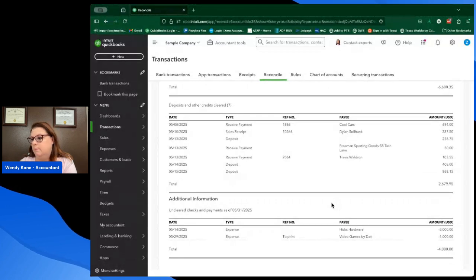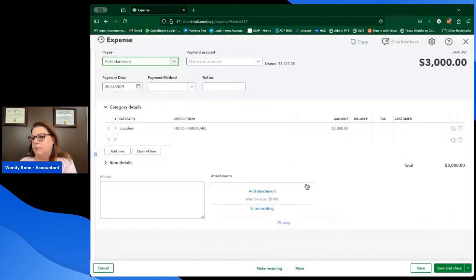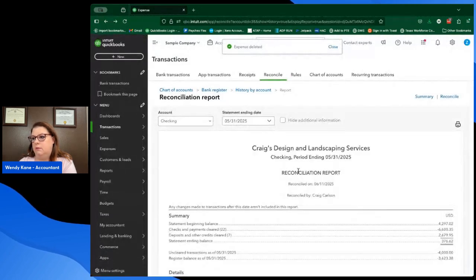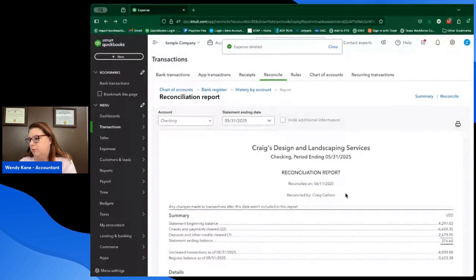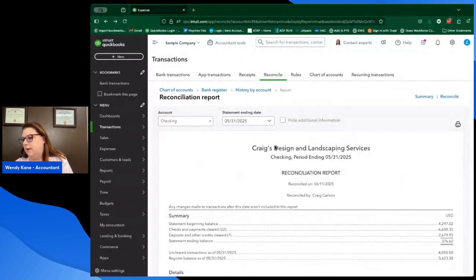don't make any sense. So if we look at this expense, this is one that for whatever reason, it got recorded and it should not have been. So we're going to go, and now if you're in the current month, you can delete it. If you are 100% sure, you can delete that one. Okay. So that helps a little bit.